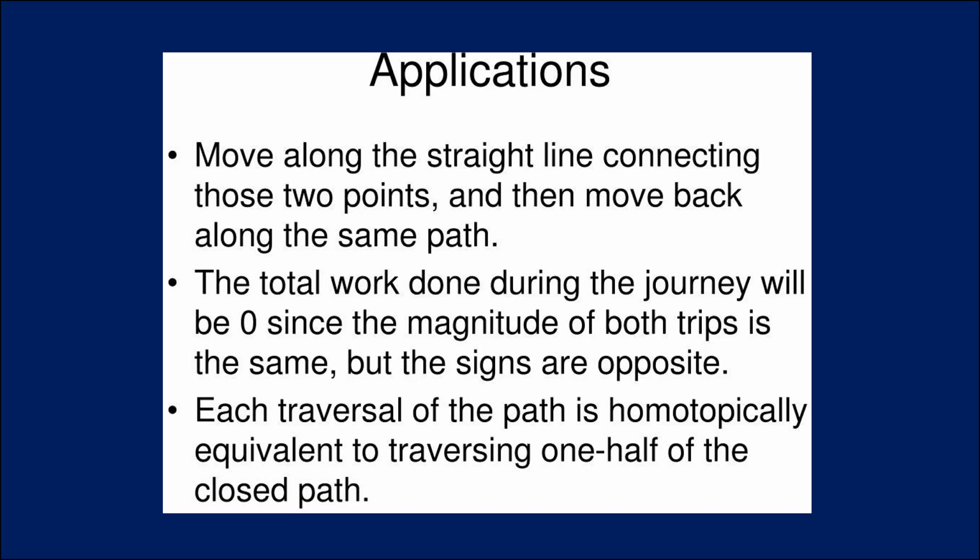This is another way. Move along the straight line connecting those 2 points and then move back along the same path. The total work done during the journey will be 0, since the magnitude of both trips is the same but the signs are opposite. Each transfer of the path is homotopically equivalent to transferring 1/2 of the closed path.